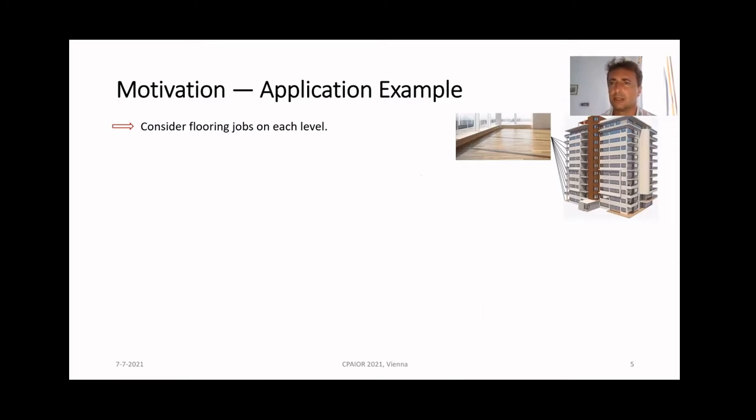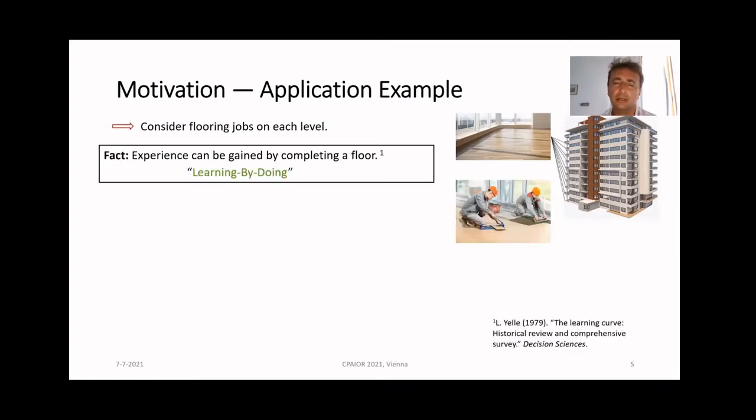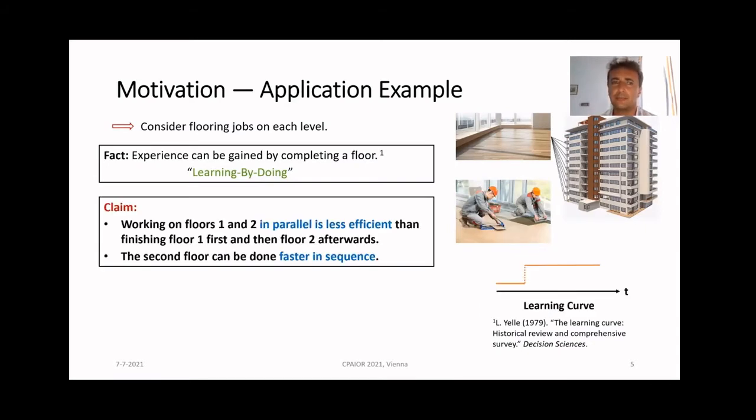Let's look at one job that is the flooring on each of the levels. Certainly, you can gain experience by completing a floor, and this is just learning by doing, which is well known. And what we say is that if you have to do two different flooring jobs on two different levels, then they're similar, and therefore when doing them in parallel, you're less efficient than when doing them in sequence. If you do them in sequence, then you're basically gaining efficiency through the experience that you obtained in your first job of this kind.